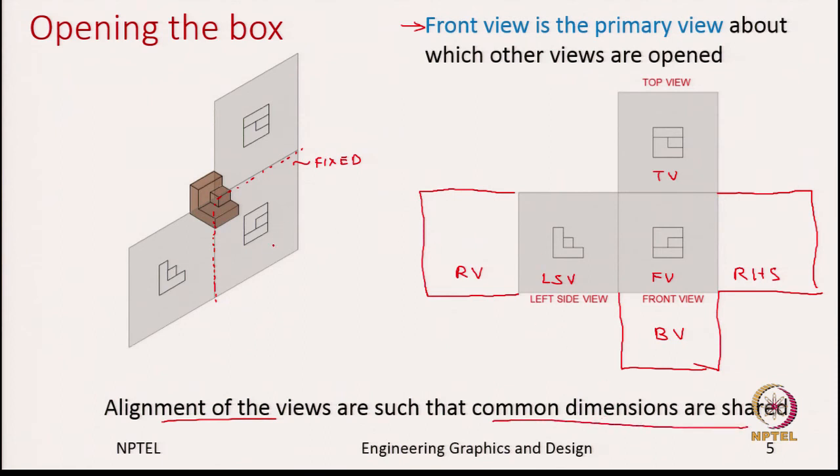So, now let us focus on the front view and top view. Which dimensions do they share? So, for example, this object has height h, w for width and d for depth. So, the front view, what will it capture? It will capture the width and height, and similarly the top view will capture width and depth, and the side view will capture the depth and height.